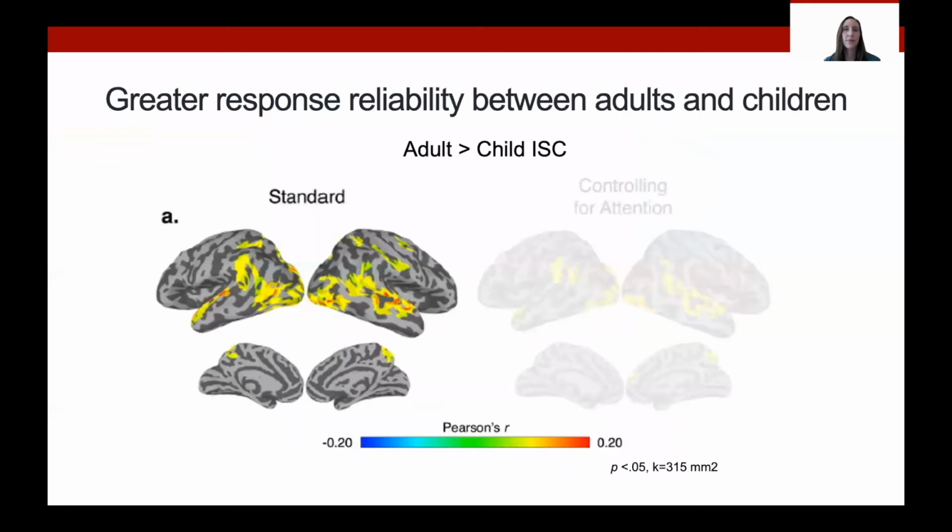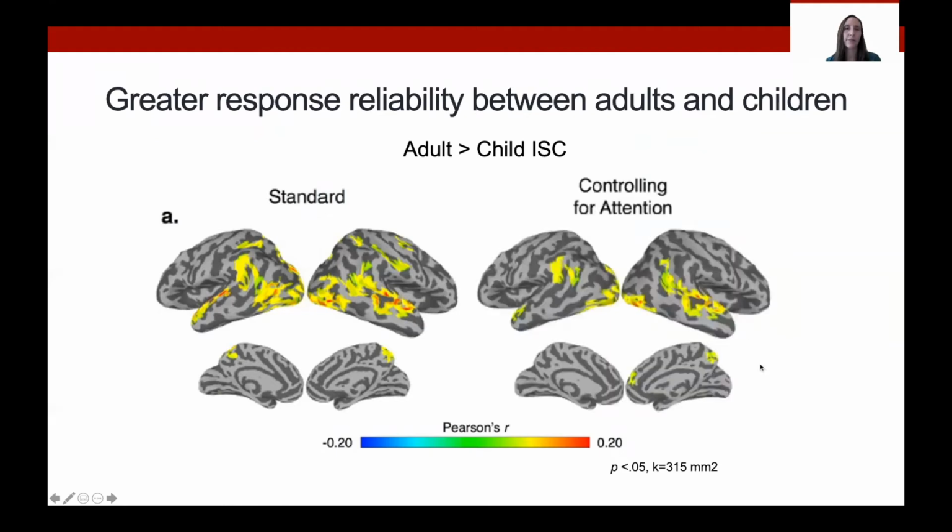When doing a direct comparison of inter-subject correlation between the adult and the child, we see many regions that show higher reliability, higher ISC, in the adult as compared to the child. However, because viewing is unconstrained, we also did an analysis where we used a regressor of the bold time course from the frontal eye fields as a way to account for some of the differences that may be due to saccades or other attentional differences that we might expect with age. So this is the controlling for attention analysis.